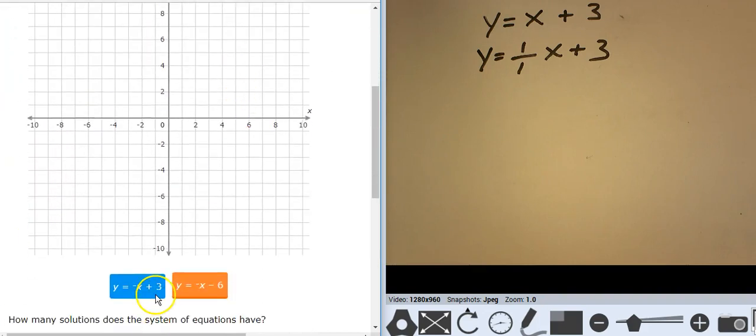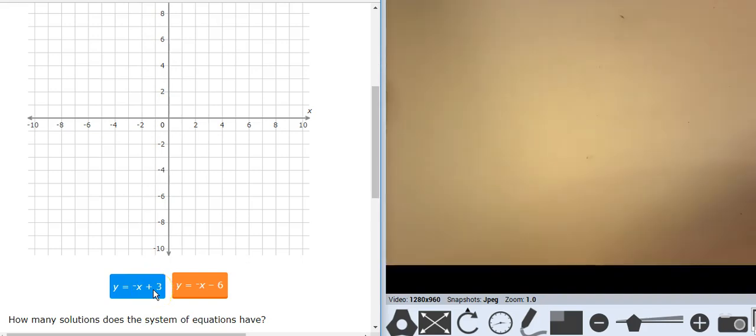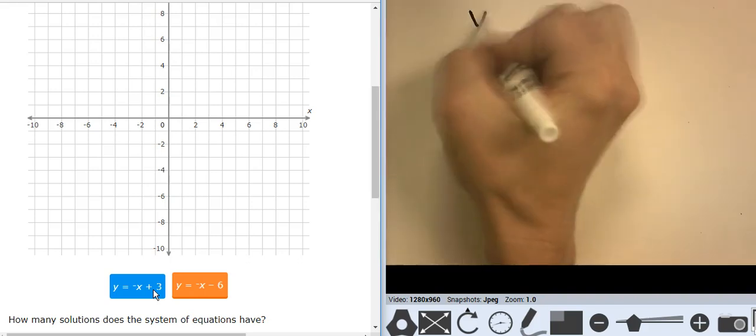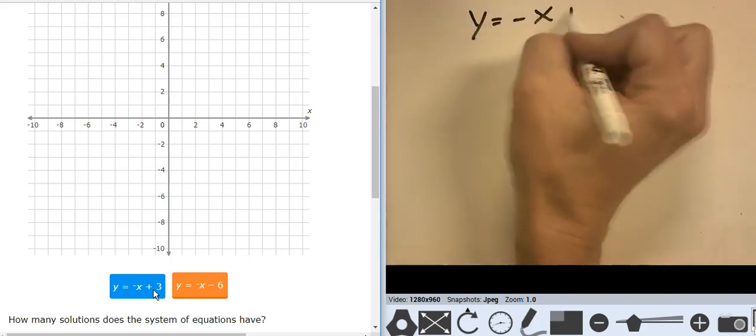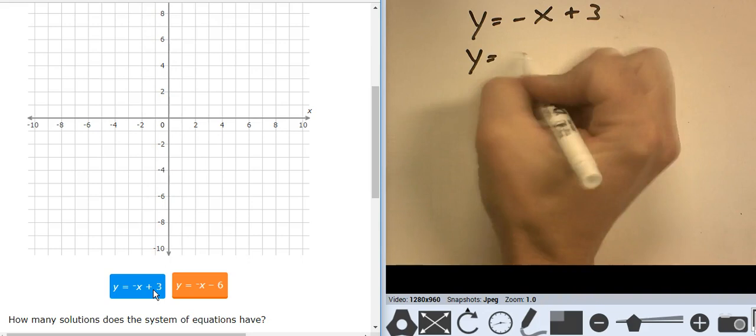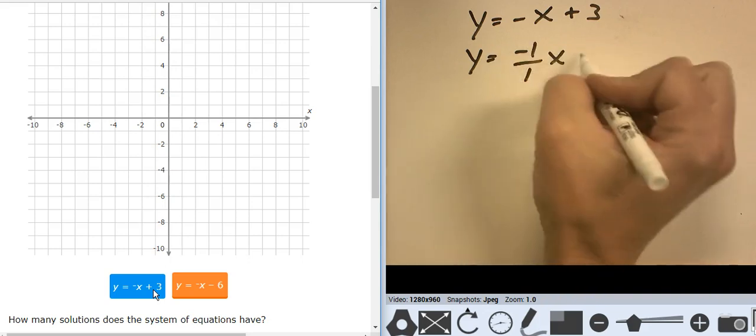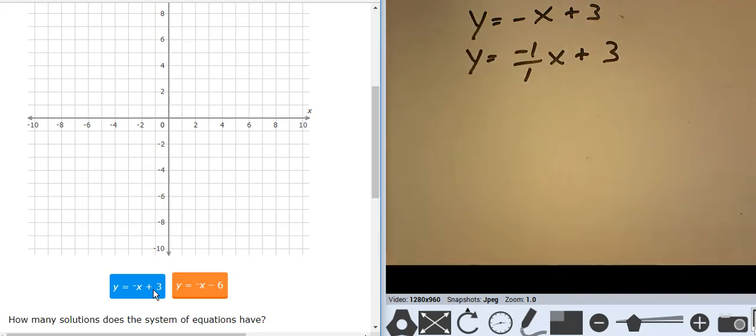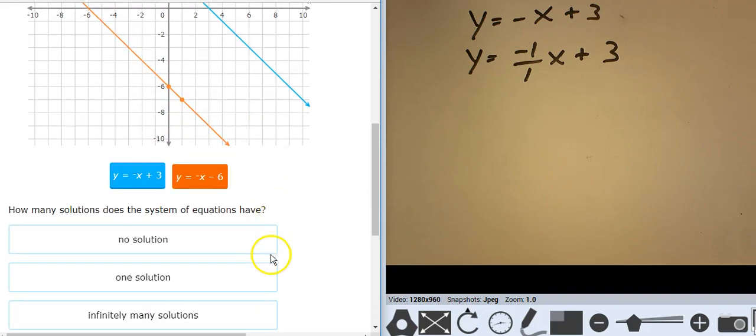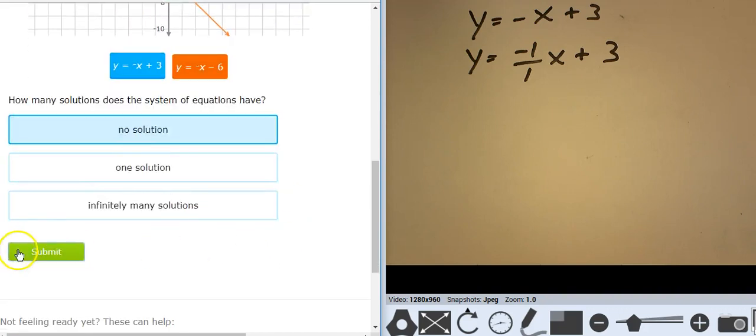Okay, let's take a look at this and make sure we understand how to pull out the slope and the intercept on this. So y equals negative x plus 3. That's y equals negative 1 over 1 x plus 3. So positive 3, down 1 over 1. Negative 6, down 1 over 1, parallel lines, so there's no solution.